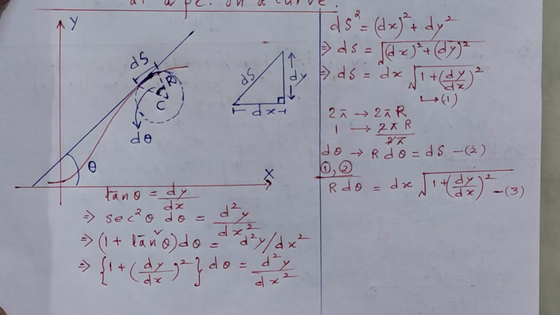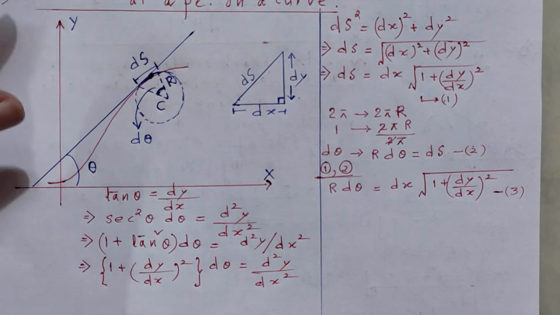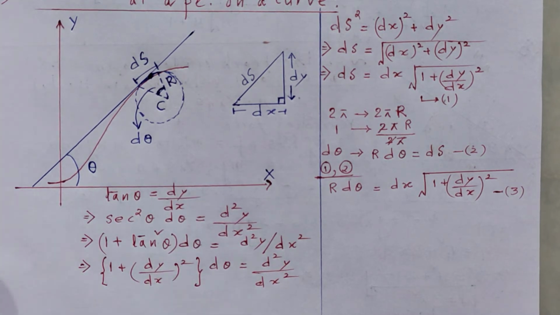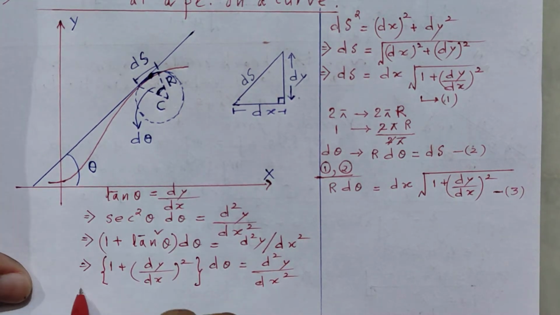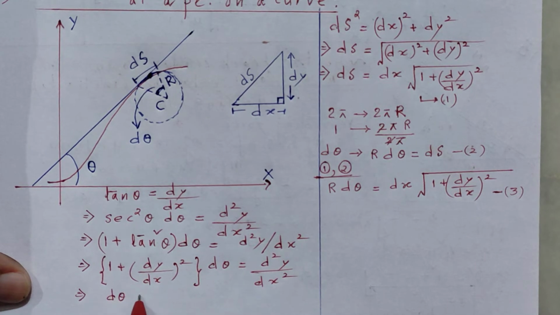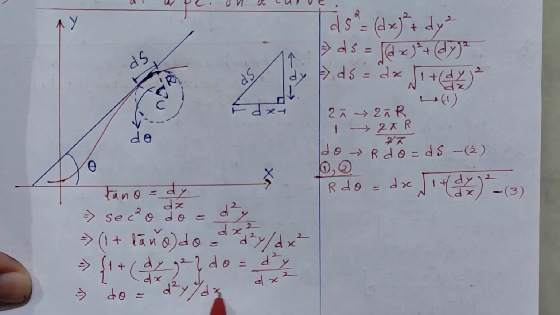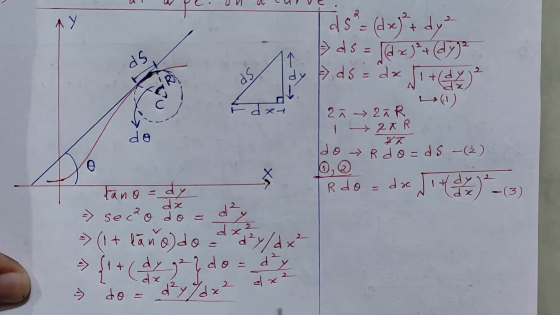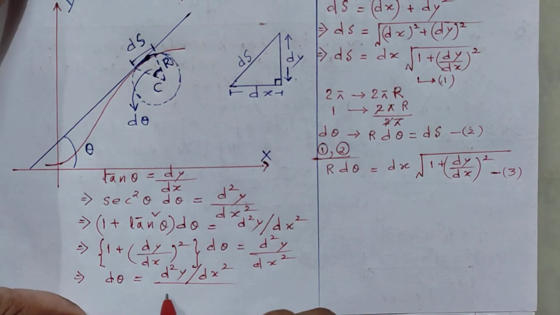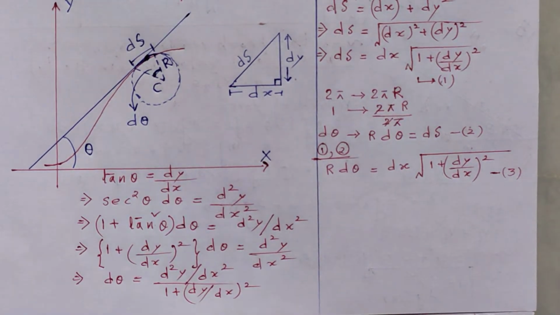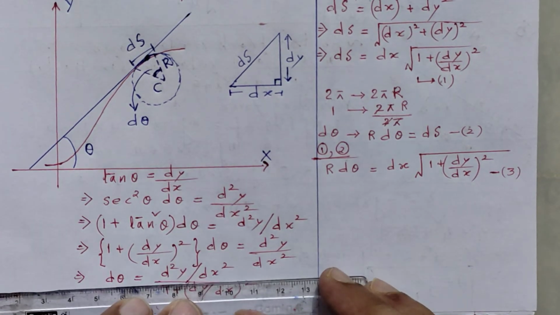So very easily you can say that, what is r d theta? Okay, so from here we can find out d theta. What is d theta? Therefore d theta can be written as d2y/dx2 divided by 1 plus (dy/dx) whole square. So this is my d theta.